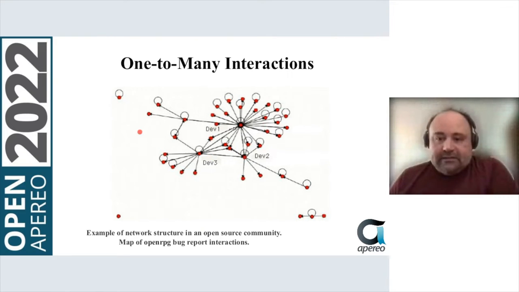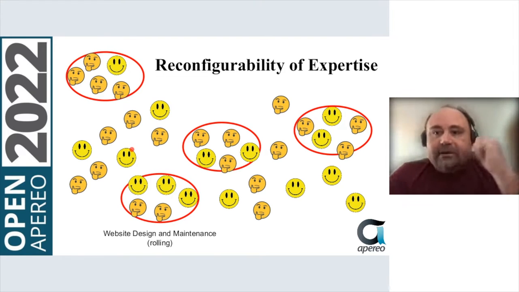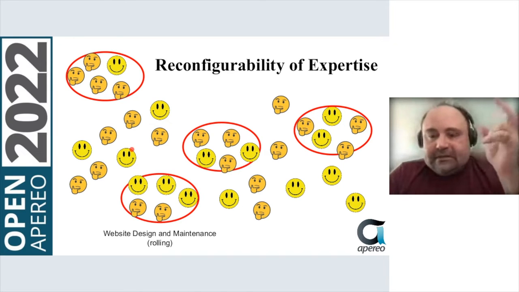And this is an example of an open source community, a software community, but this principle also applies to what we're talking about. Another thing I like to talk about is the reconfigurability of expertise. This is something I've found across our different communities here.